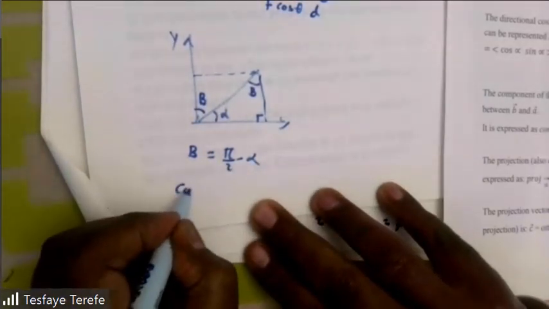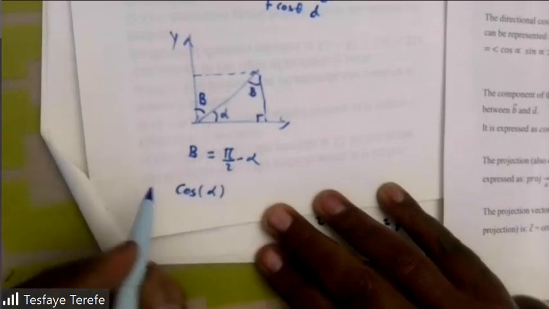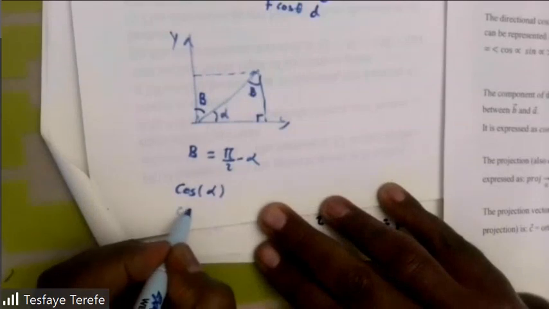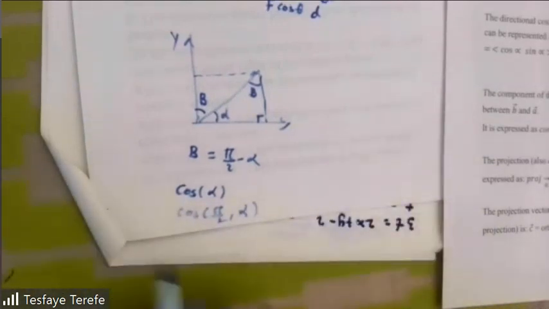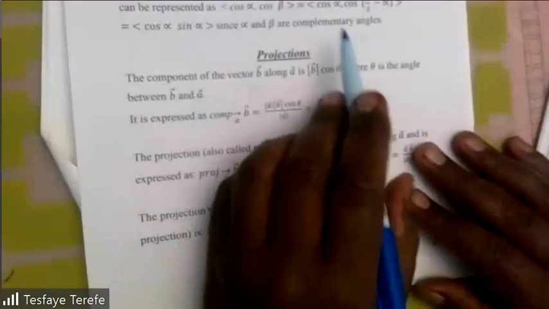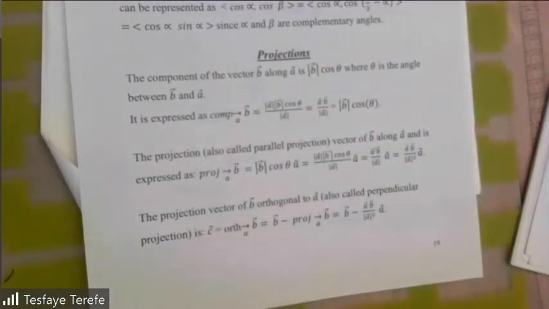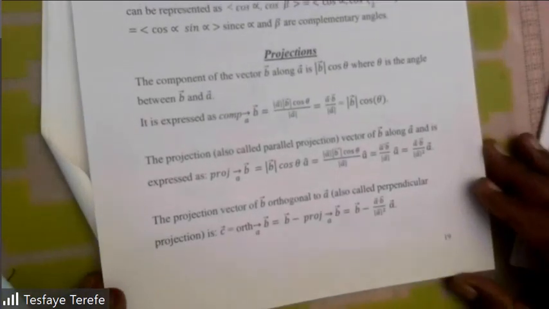So actually, if you have cosine of alpha, that is the x component with the x-axis, and cosine of pi over 2 minus alpha will be with the y-axis. So you have cosine of pi over 2 minus alpha is going to give you sine alpha, since alpha and beta are complementary angles.